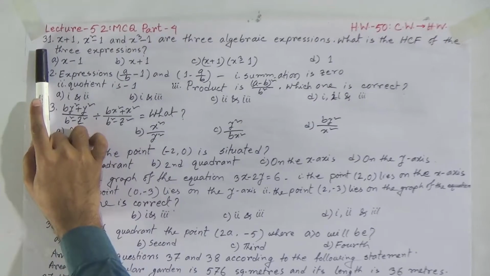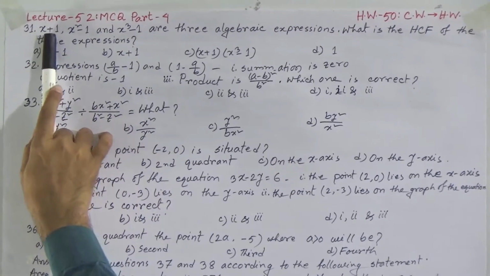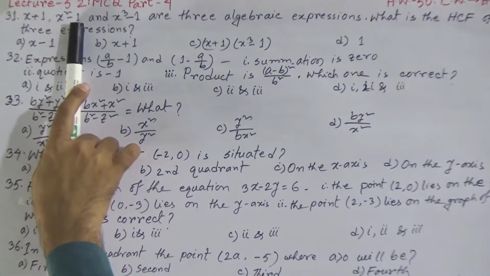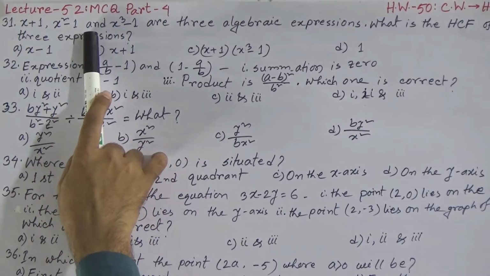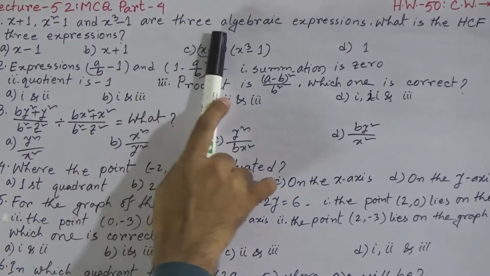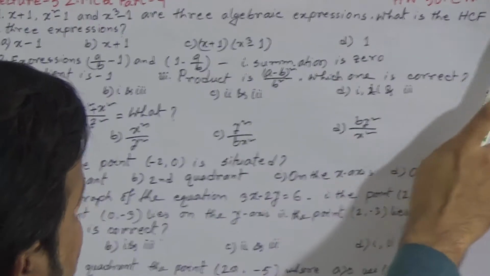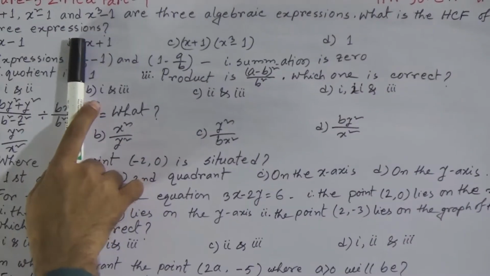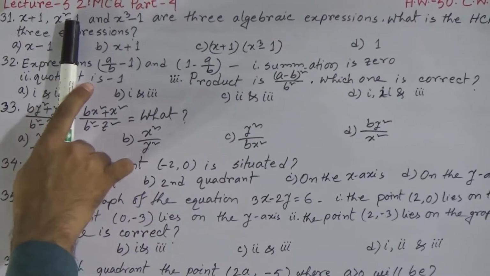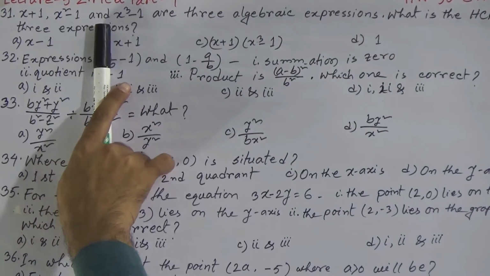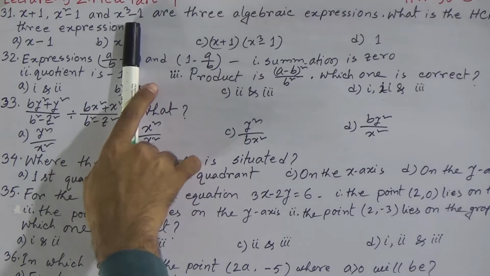Question 31. x plus 1, x square minus 1 and x cube minus 1 are three algebraic expressions. What is the HCF of the three expressions? It means that three expressions are given. We have to find the HCF of these three expressions.